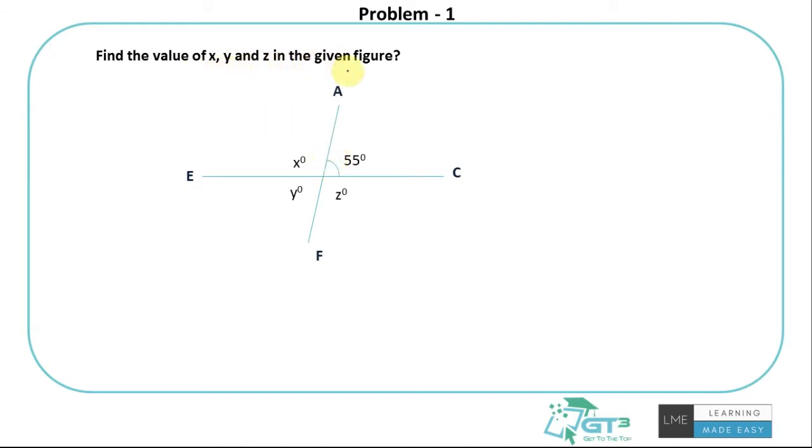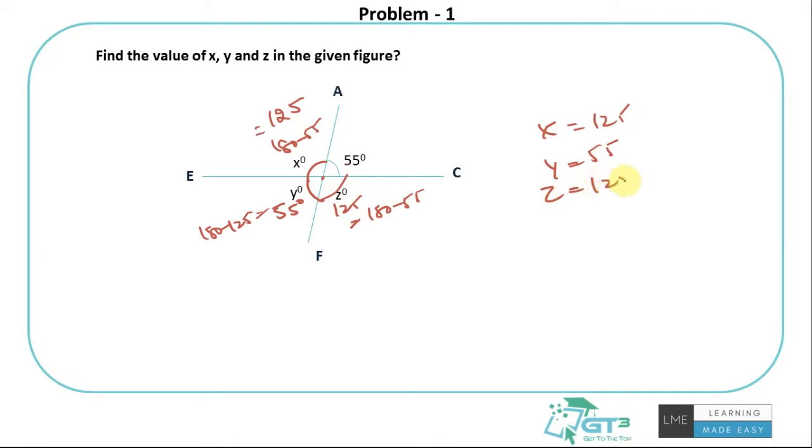Find the value of x, y, z in the figure. Super easy. This is 55, this has to be 180 minus 55 because EC is a straight line. So 180 minus 55 is 125. Once I know this is 125, this has to be again 180 minus 125 because AF is a straight line. Or if I also look around this point, this is 55, this has to be 55 degrees. So 180 minus 125 is 55. Or around this point, the angles should be the same on the opposite sides. So this is 125, this also has to be 125, that is Z. Or AF is a straight line, 180 minus 55 is 125. So X is 125, Y is 55 and Z is 125. That's how you can solve them.